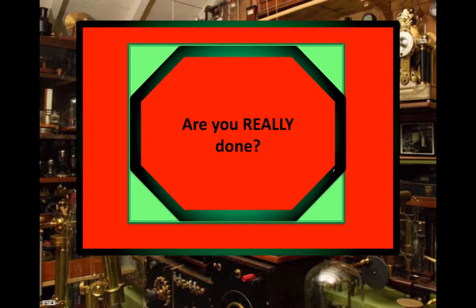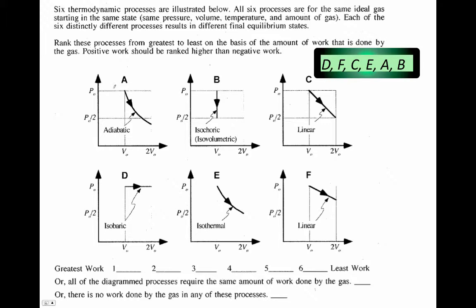Okay, so now I'll tell you what the answers are. We've got what I first did when I looked at, well, these are the answers. D, F, C, E, A, B. Okay, that's the ranking. First thing I did is I looked at B. B goes straight down. Is there any area under that line? No way. Therefore, the work done for B is equal to 0. So that makes B easy.